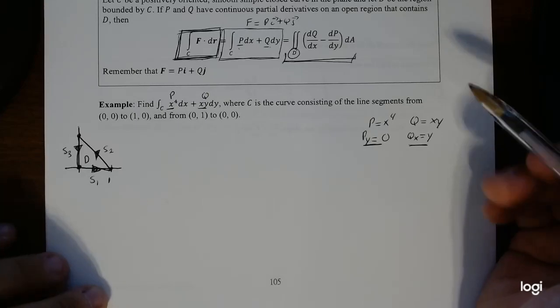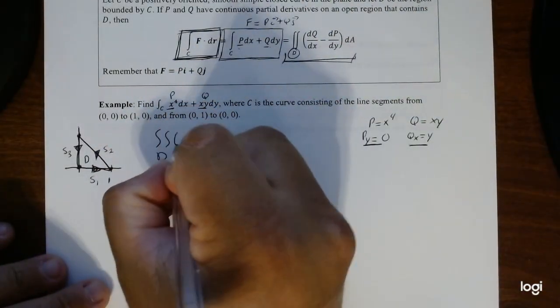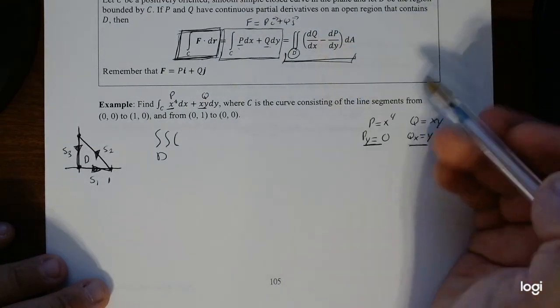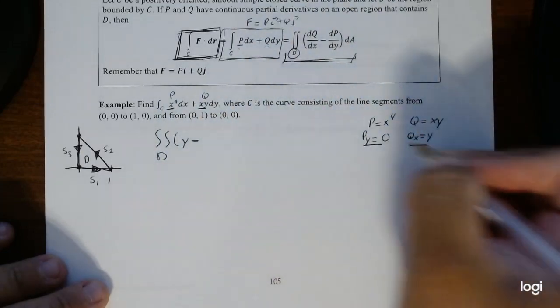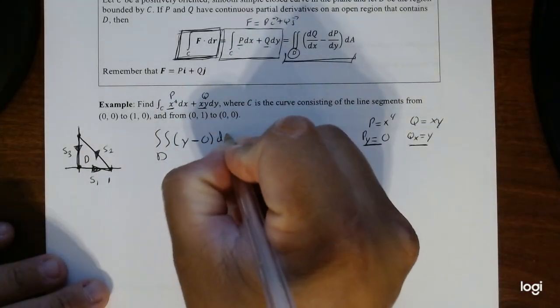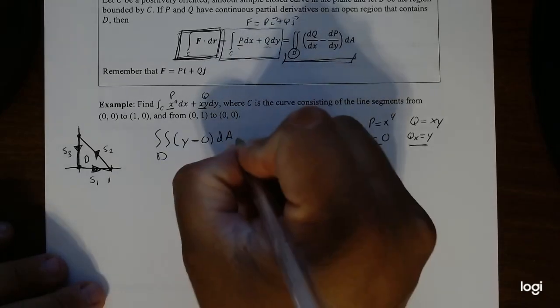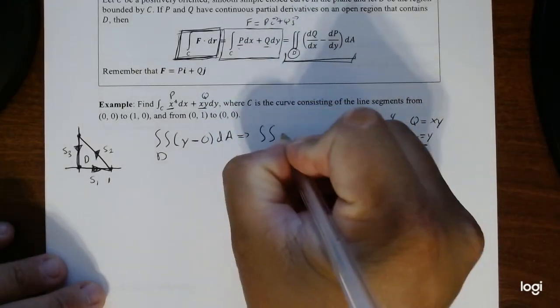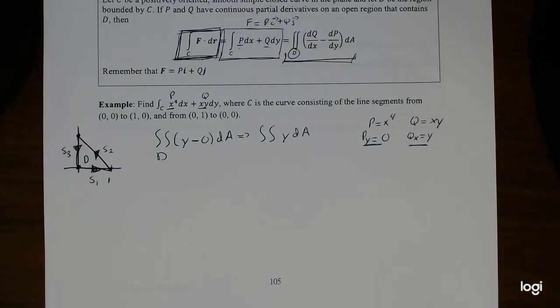So we're going to have the double integral over our region D of the derivative of Q with respect to x, which is y, minus the derivative of P with respect to y, which is 0, dA. Notice this is actually much easier to deal with. This is the double integral of just y dA, which is a very simple integral to do, even if it's double integration.